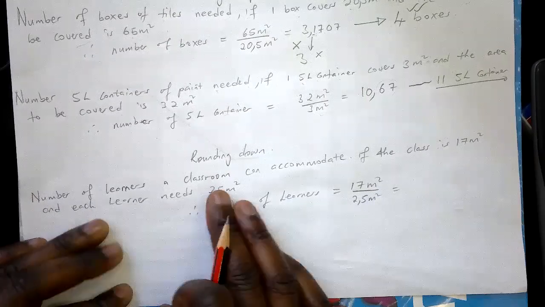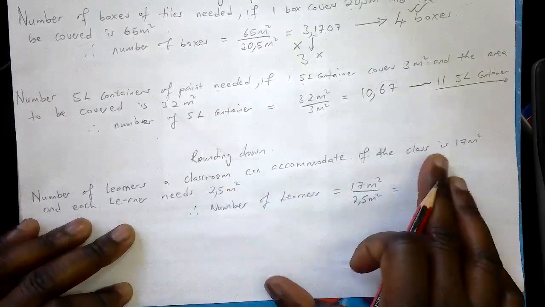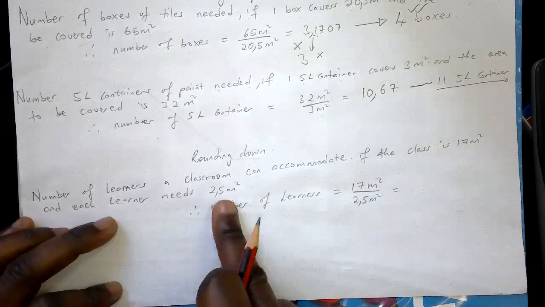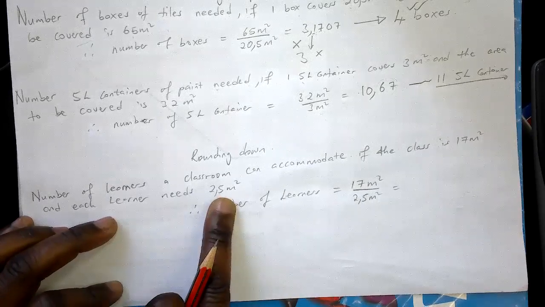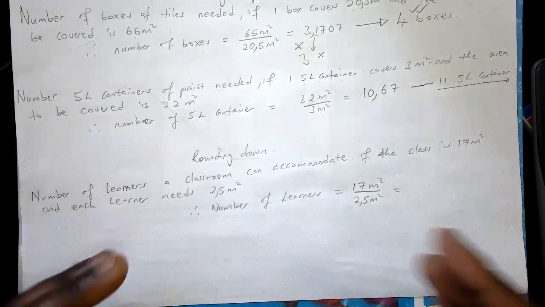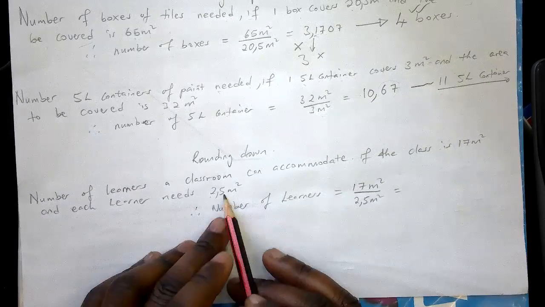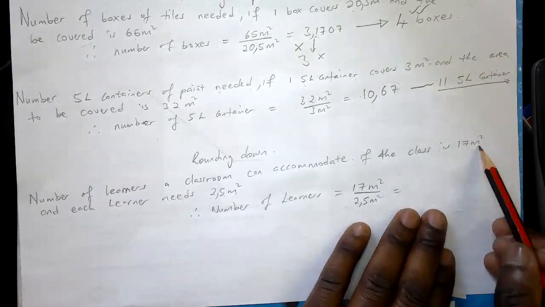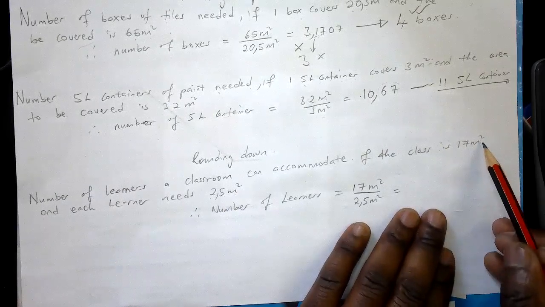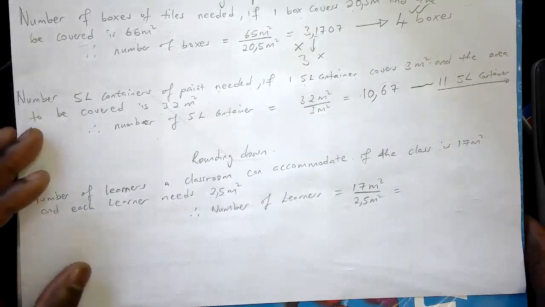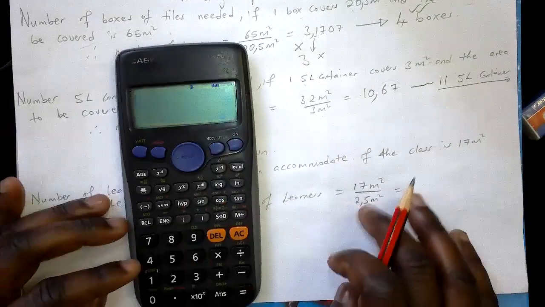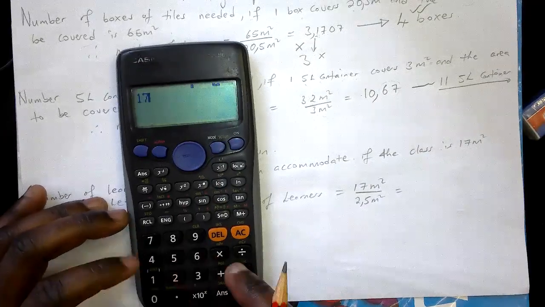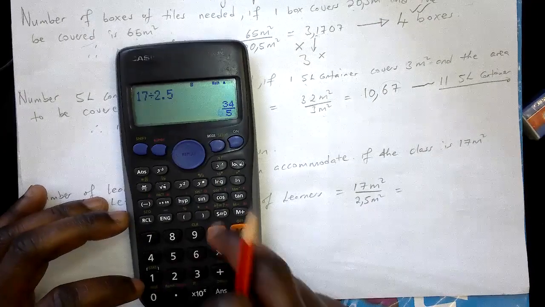Now, number of learners a classroom can accommodate if the classroom is 17 square meters and each learner needs 2.5 square meters. So in this case, one learner occupies 2.5 square meters, but the whole room is 17 square meters. So what must we do now? We must divide the total area by the area of one learner. So 17 divided by 2.5. What do we get? We get 6.8.